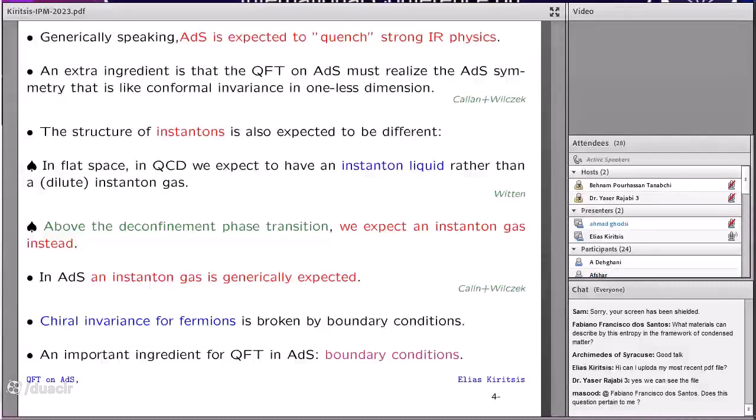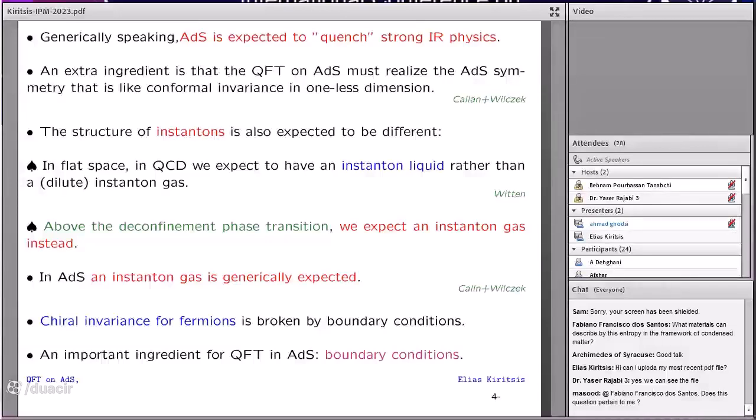And an extra ingredient is that quantum field theory on AdS must realize the AdS symmetries, and the AdS symmetries is like having conformal invariance in one less dimension. So it's more or less the same symmetry you would have had in terms of generators as if you were on flat space.